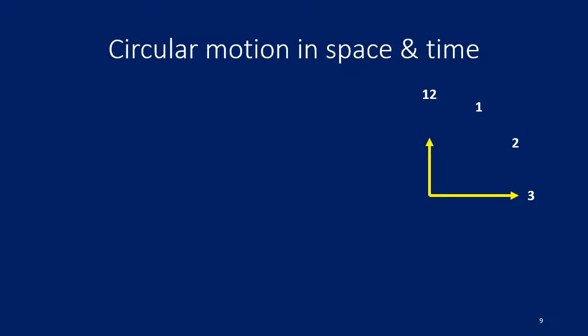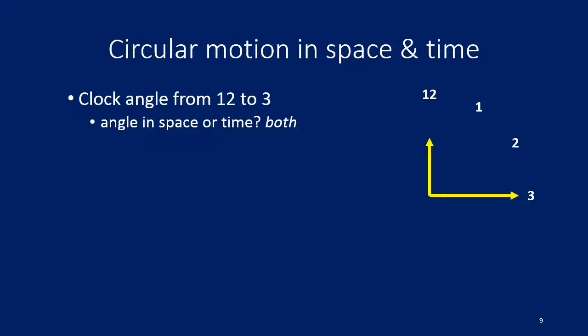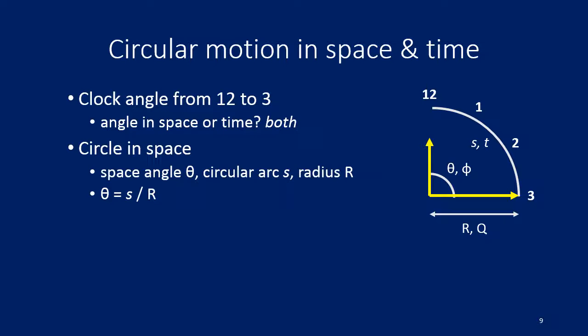Now let's consider circular motion in space and time. Look at a clock angle from noon to 3. Is that an angle in space or in time? Well, it's both. You've got both the angles and the circumference and the radius in space and in time.